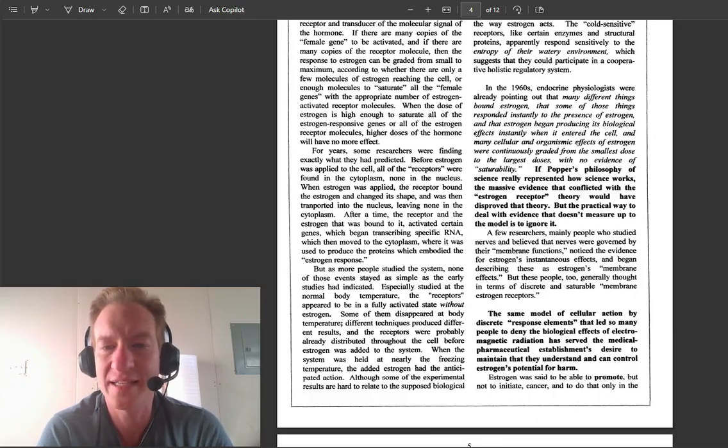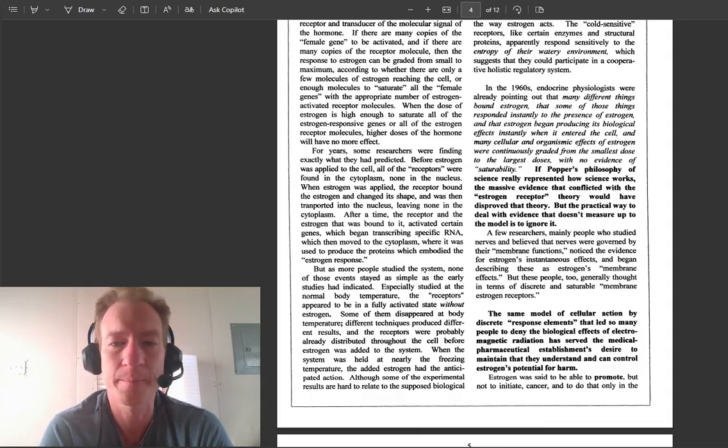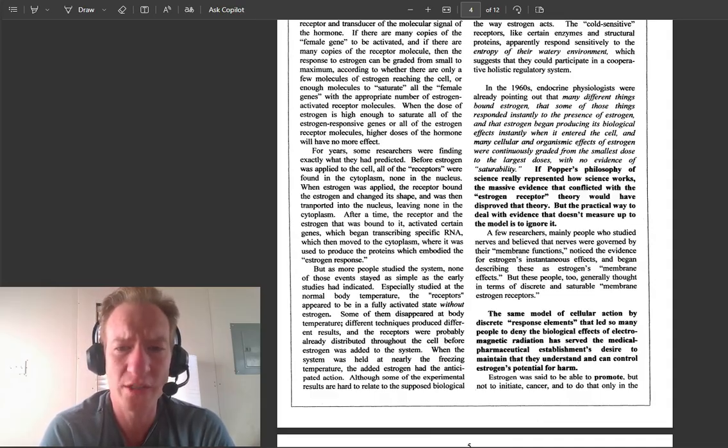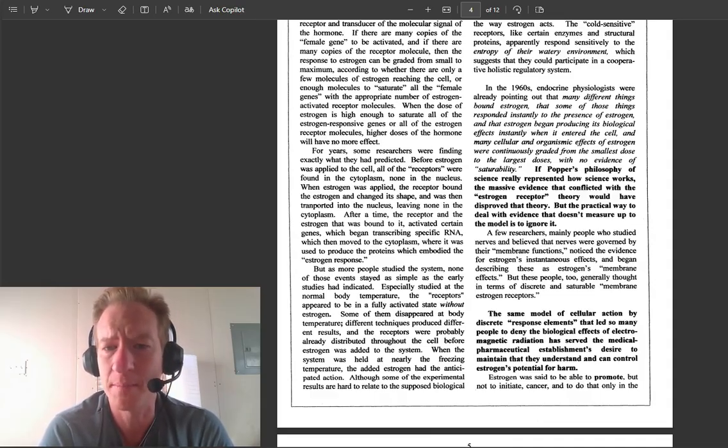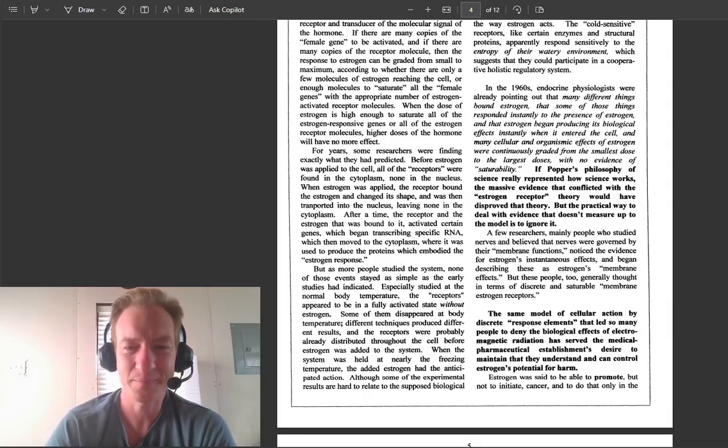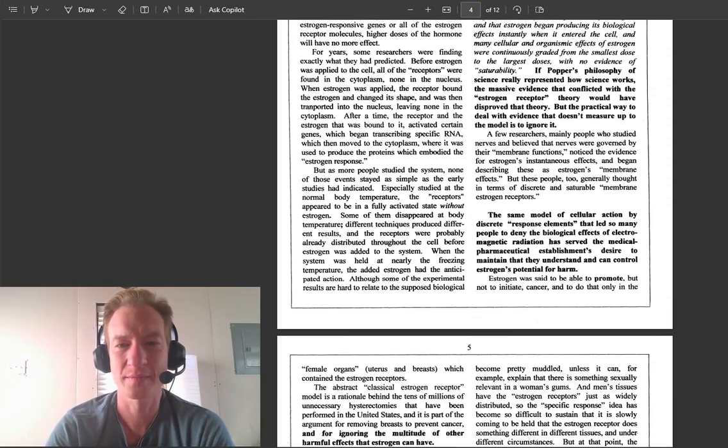Okay, this next sentence is in bold. If Popper's philosophy of science really represented how science works, the massive evidence that conflicted with the so-called estrogen receptor theory would have disproved that theory. But the practical way to deal with evidence that doesn't measure up to the model is to ignore it. Which is what tends to happen, right? Sweep it under the rug.